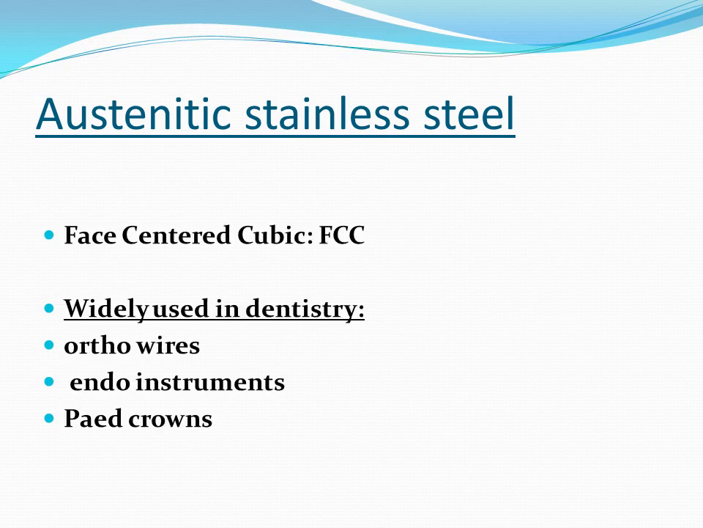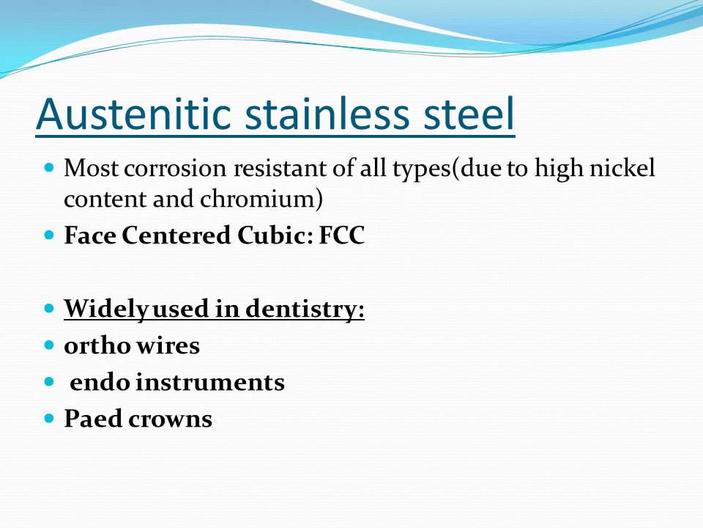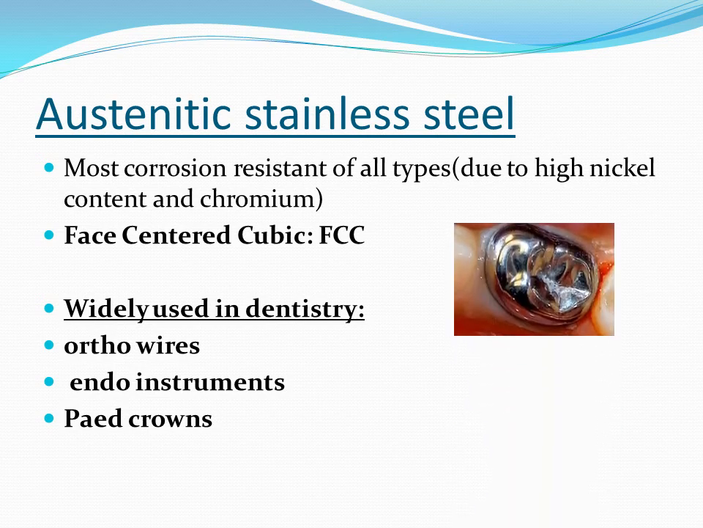Talking about the austenitic stainless steel, it is basically face-centered cubic structured, the most corrosion resistant of all types because it has high nickel content and chromium, and in dentistry it is widely used in the form of orthodontic wires, endodontic instruments, and pediatric crowns. So austenitic and martensitic stainless steel are important, basically their composition, the crystalline structure, and their applications.